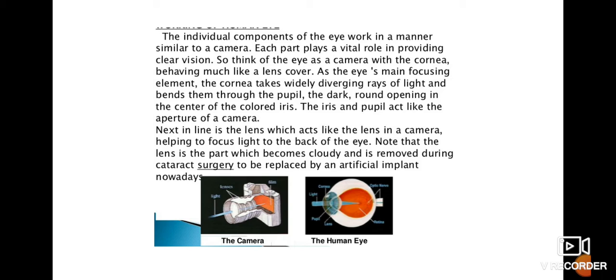Next in line is the lens, which acts like the lens in a camera and helps to focus light to the back of the eye. Remember, our eye has a convex lens that will converge the light rays falling on it. Note that the lens is the part which becomes cloudy and is removed during cataract surgery, to be replaced by an artificial implant nowadays.